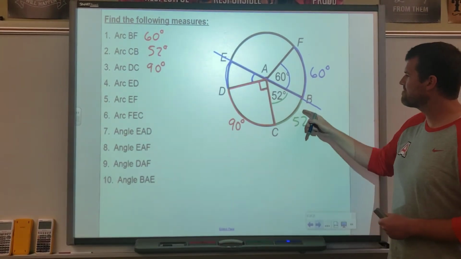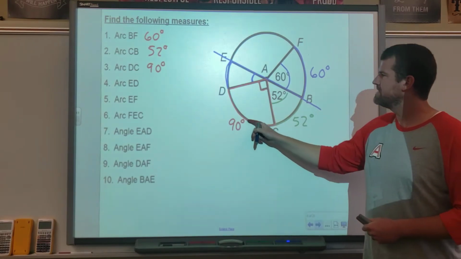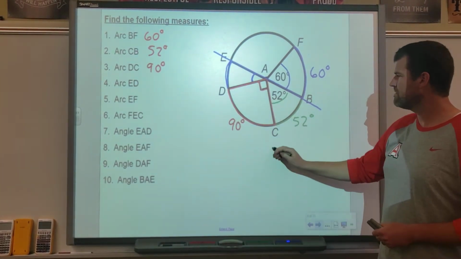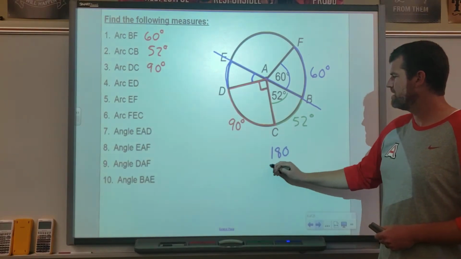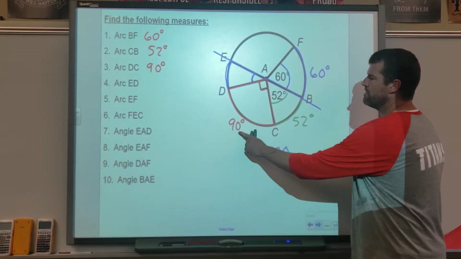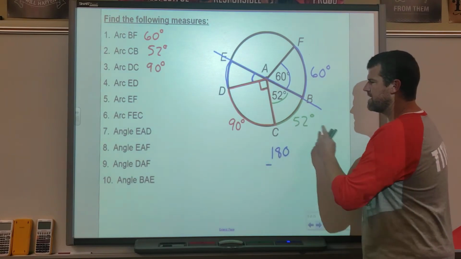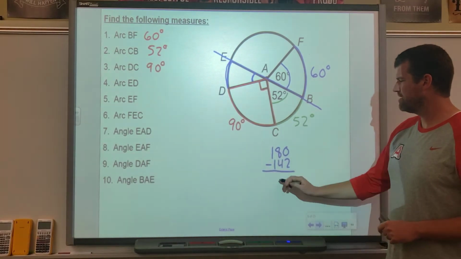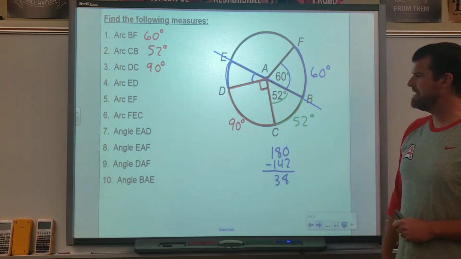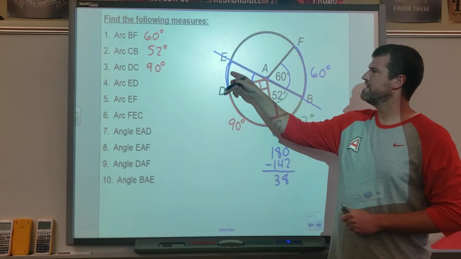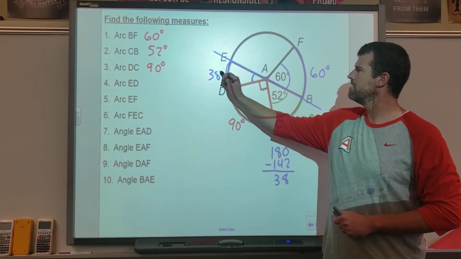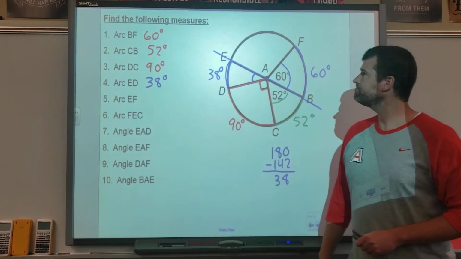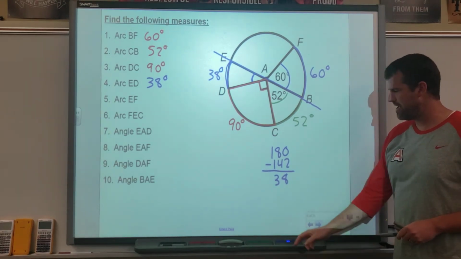Or I can look at the arcs, right? 52 degrees, 90 degrees. We need to make the full 180. So I can take 180 and subtract the 2 that I already have, which if I add those together, that's 142. And if I subtract that, I get 38. So the measure of this arc right here, 38 degrees.